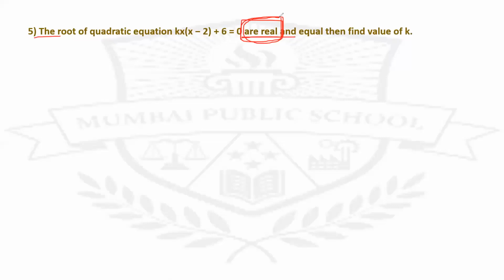Understand, when roots are real, that means you get b² - 4ac = 0. We'll just start solving that. kx(x - 2) + 6 = 0. You get that as kx² - 2kx + 6. You multiply kx with all the terms inside the bracket, x with minus 2. Understand?